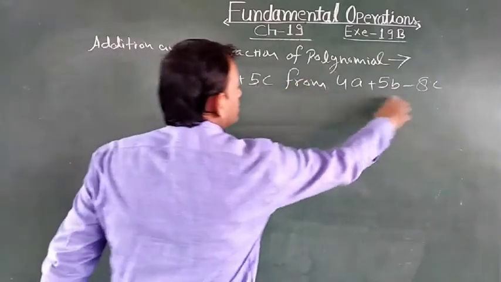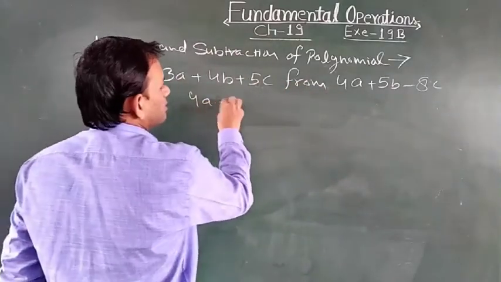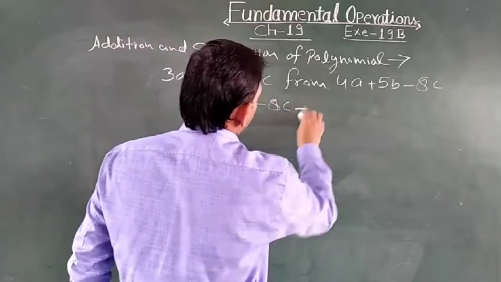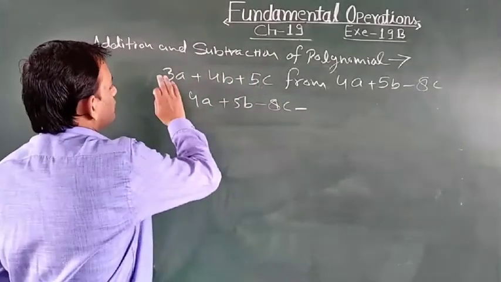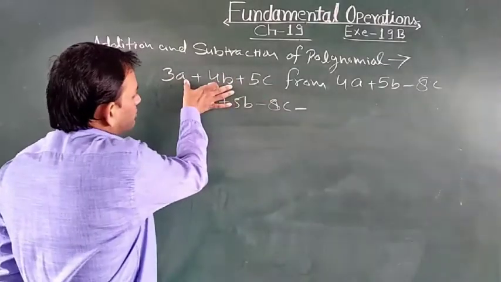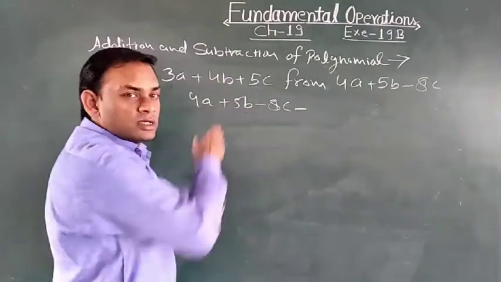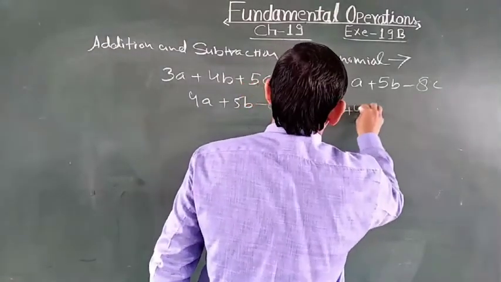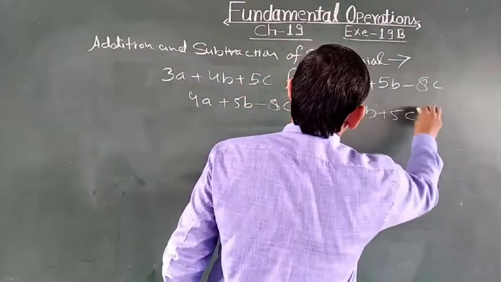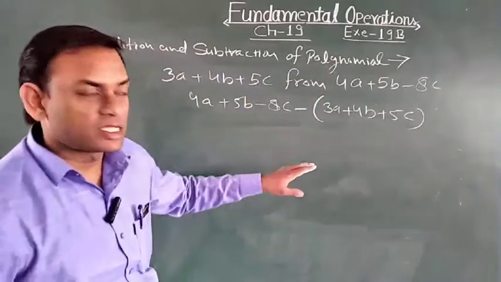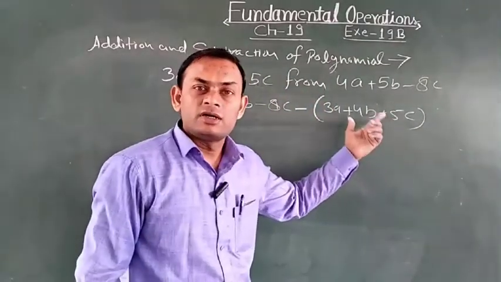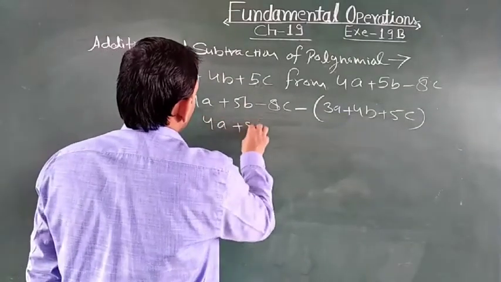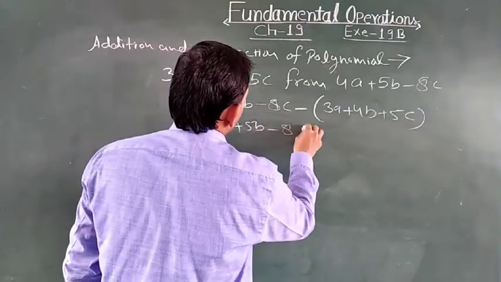So we will write this polynomial first of all, 4a plus 5b minus 8c, and minus, because we have to subtract. Now the polynomial which we have to subtract from this, we will put in a bracket: 3a plus 4b plus 5c. Remember that we have to put it in the bracket. Now this polynomial will remain the same, 4a plus 5b minus 8c.